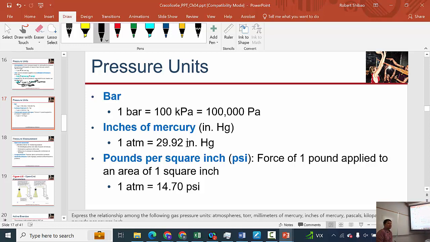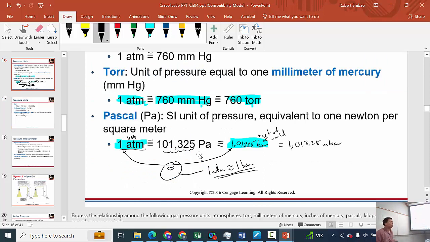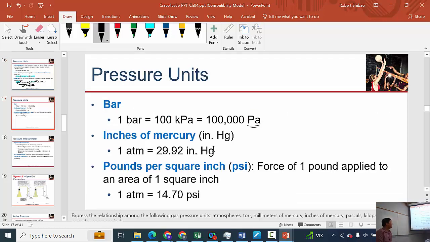One bar, though, itself, now we're not comparing this to atmospheres, but 1 bar is equivalent to 100 kilopascals, or 100,000 pascals. The pascal is the SI unit of pressure. This one you don't have to bother memorizing.